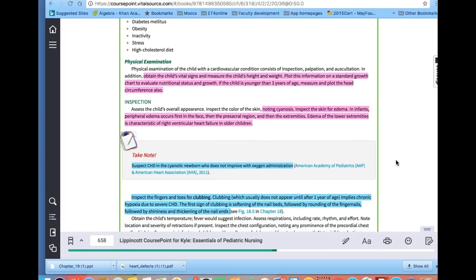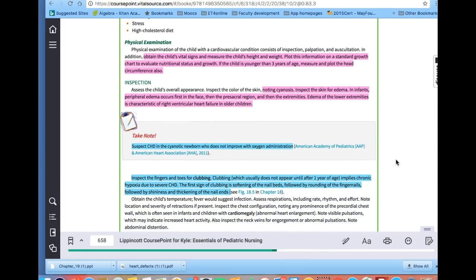All right, you're going to look at their skin. Of course, noting any cyanosis. You're going to look for edema. In babies, you can get facial edema, like periorbital edema, and then you can get presacral edema, because it's a dependent area of the body. So look at the face and look at the back, and then check out the extremities.